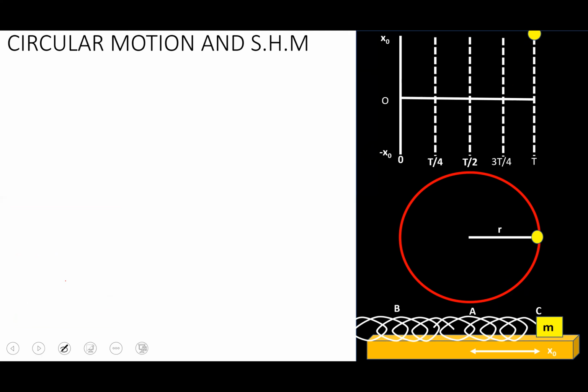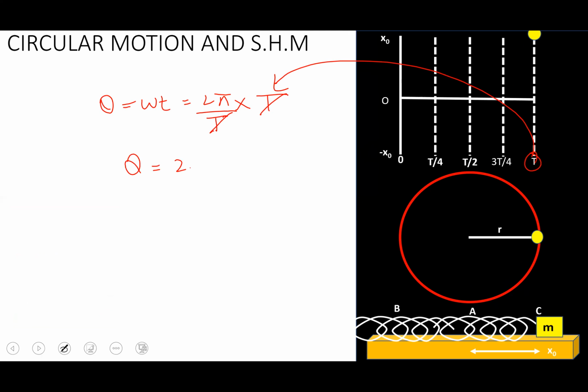Now, if we want to write this down in the form of radians, again, this formula: theta is equal to omega t, which is equal to 2 pi by T, the time period, multiplied by t. Put in the value of t over here, the T cancels with this t, and the value of radians will be 2 pi. So it has moved a whole circle, that is why 2 pi radians is given at point t.